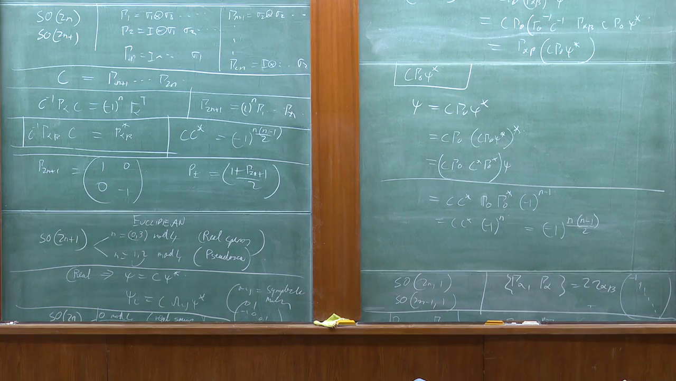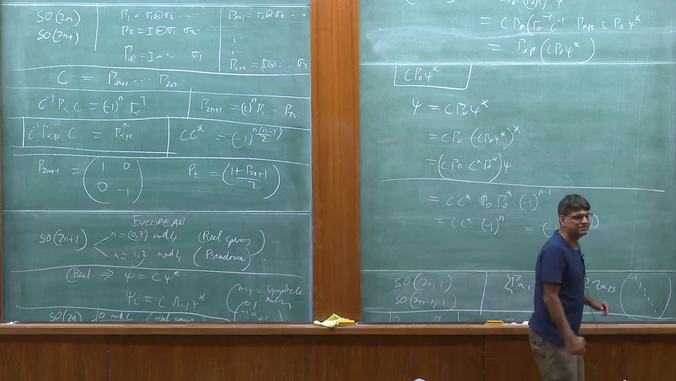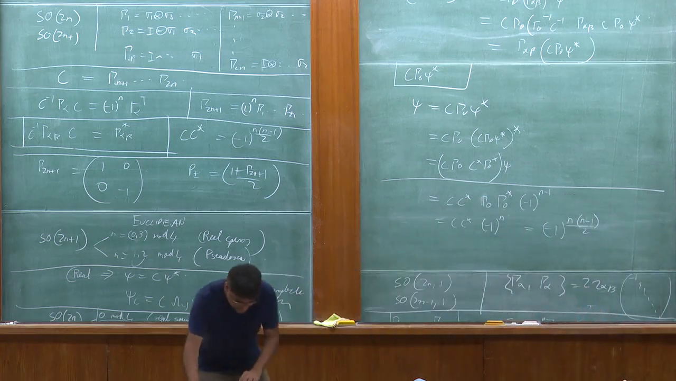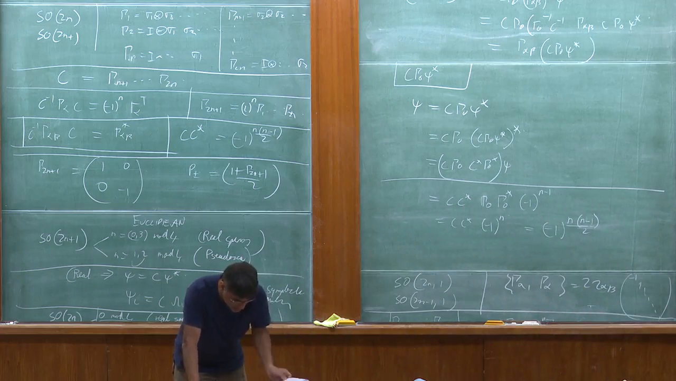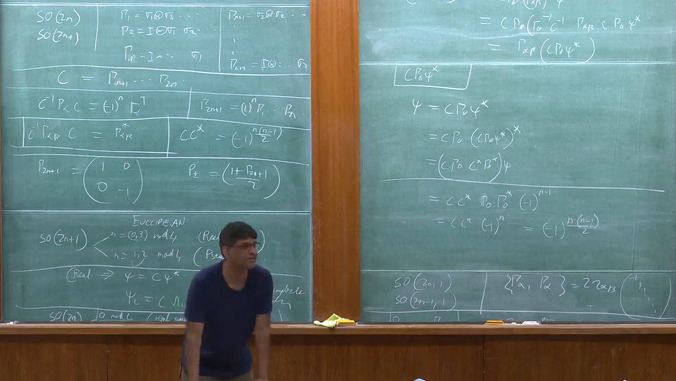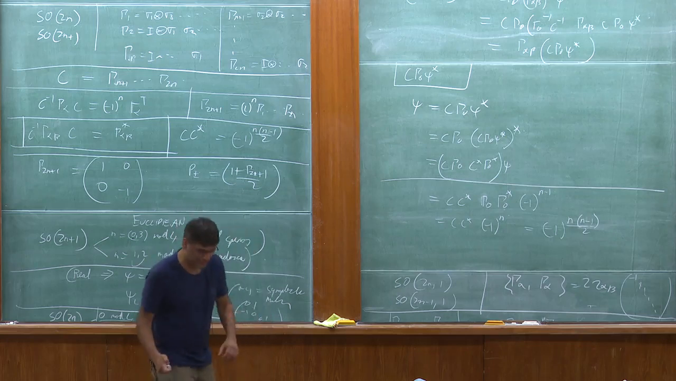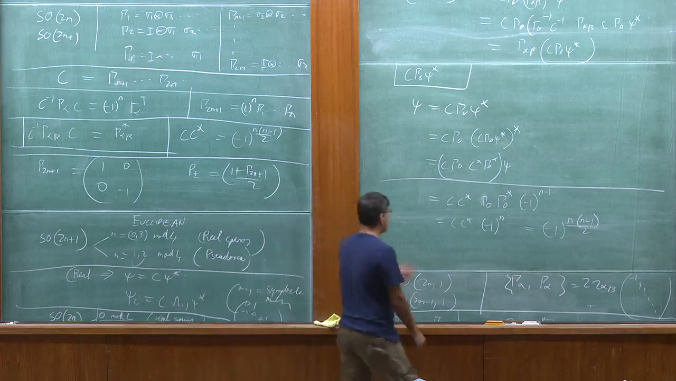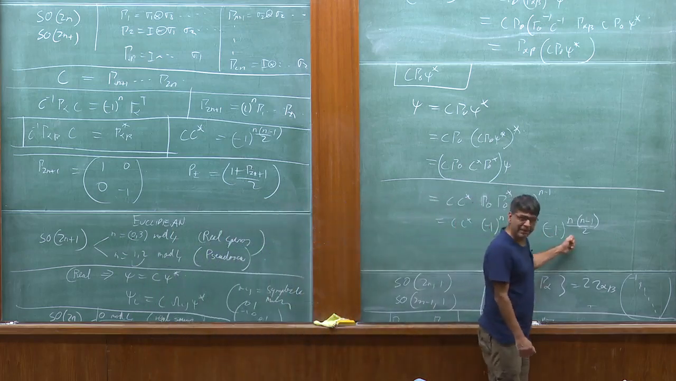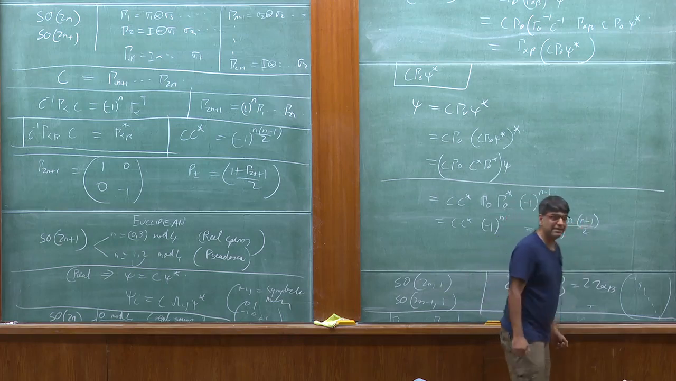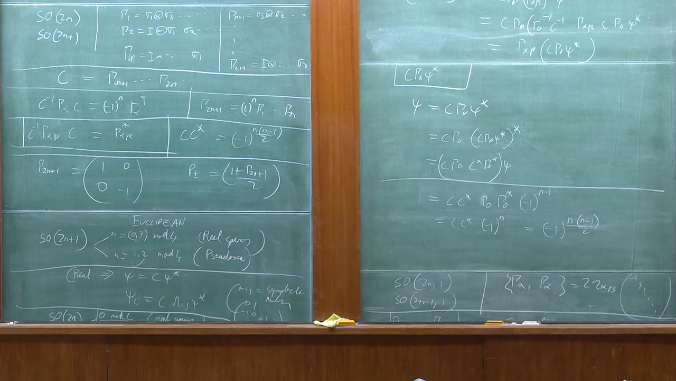Clear? Okay, excellent. So we get minus 1 to the n minus 1 by 2. I'll just check that this is what they get as well. Yeah, great. They get the same answer: minus 1 to the n minus 1 by 2. Okay, and now you see reality can be imposed if minus 1 to the n minus 1 by 2 is plus 1, and cannot be imposed, pseudo-reality, in the other cases.